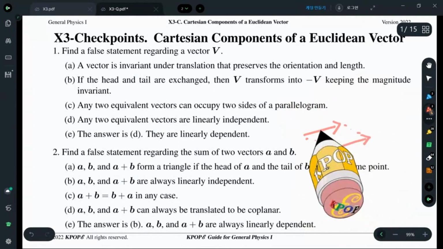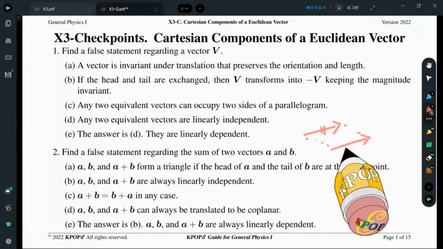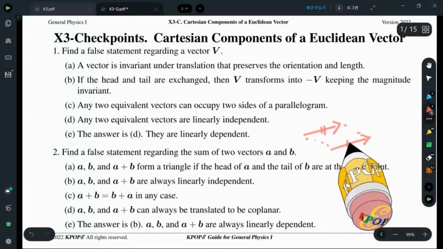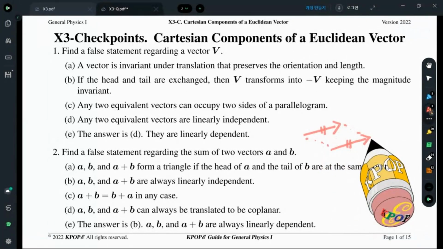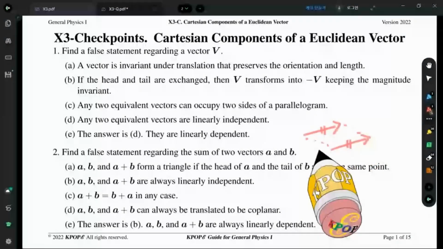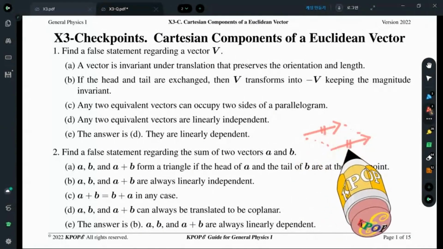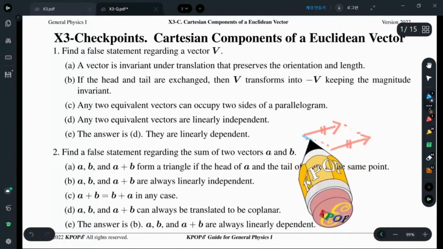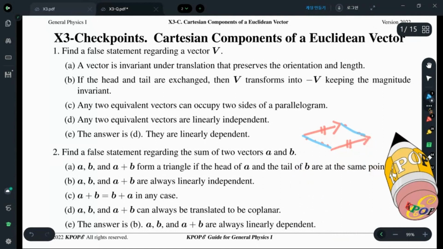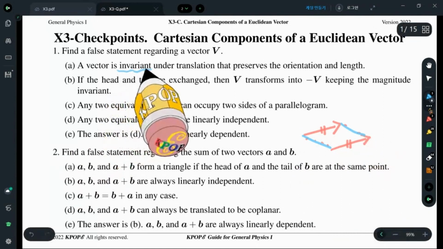Vector is invariant when we make a translation. Translation means the length is the same and direction is the same. And when we look at the vector before and after a translation, we can always construct a parallelogram. So invariant, it doesn't change.